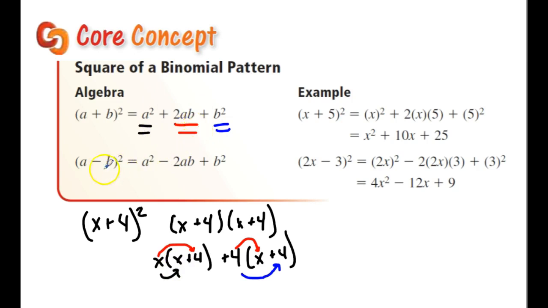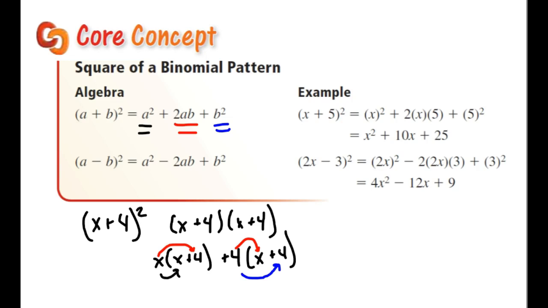So the only difference you'll notice here is when I'm subtracting these two, I end up subtracting this middle term, this 2ab. My b squared is still going to be positive because when I have a negative times a negative, I end up with a positive. So this right here is the only real difference that you'll see in these. So just keep that in mind.